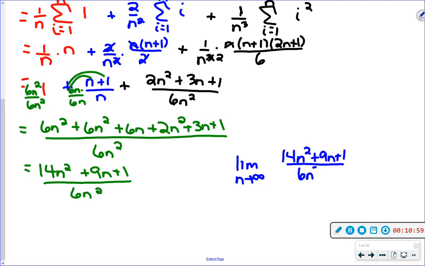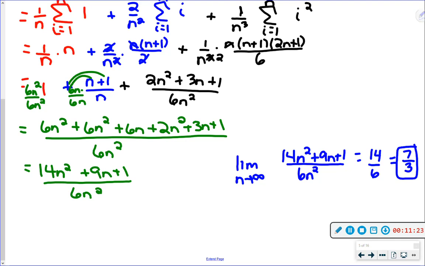So we know it's the horizontal asymptote from yesterday. When the degrees are the same, what's your answer? 14 over 6, the lead coefficients. And of course, good mathematicians that we are, we're going to reduce that to 7 over 3. Wasn't that fun? No. I love it.